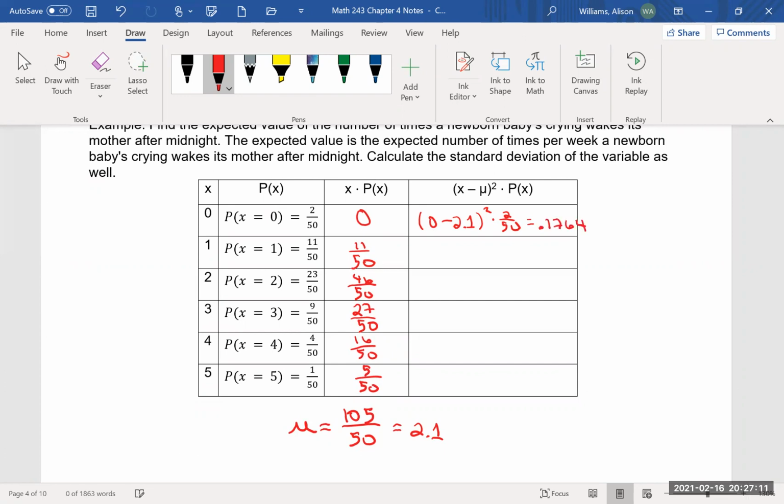0.1764. I'm just going to go outside the column. Hopefully you guys can see that. All right. The next one, 1 minus 2.1 squared, times 11 over 50. That one I got 0.2662. And we're just going to keep repeating this. And that one I got 0.0046.